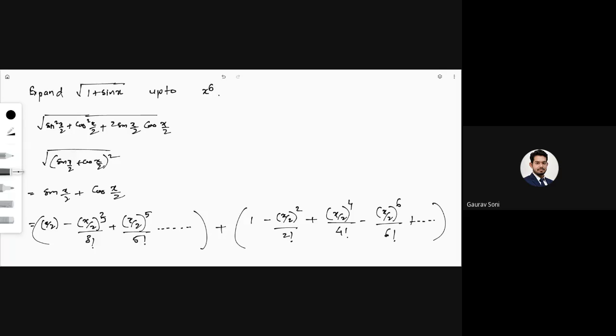Fine. Next example. It is a bit different one now. So prove that. Example.